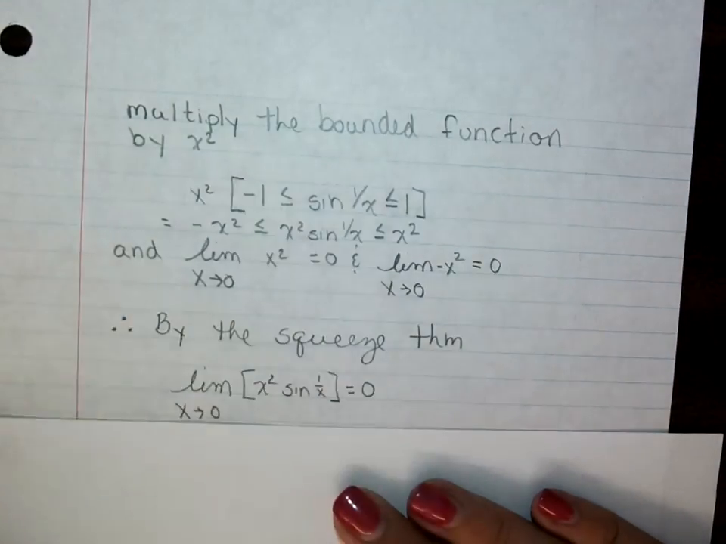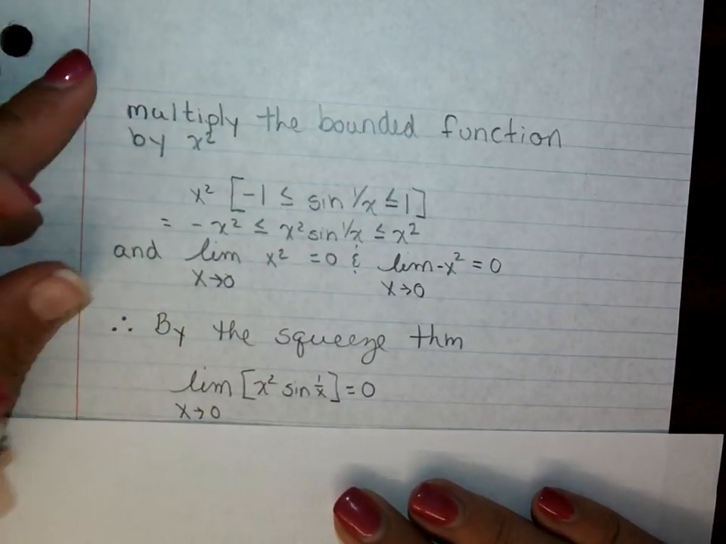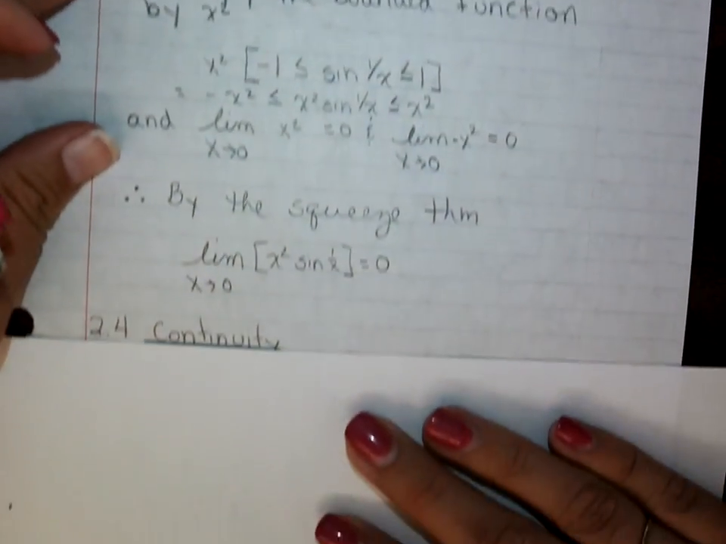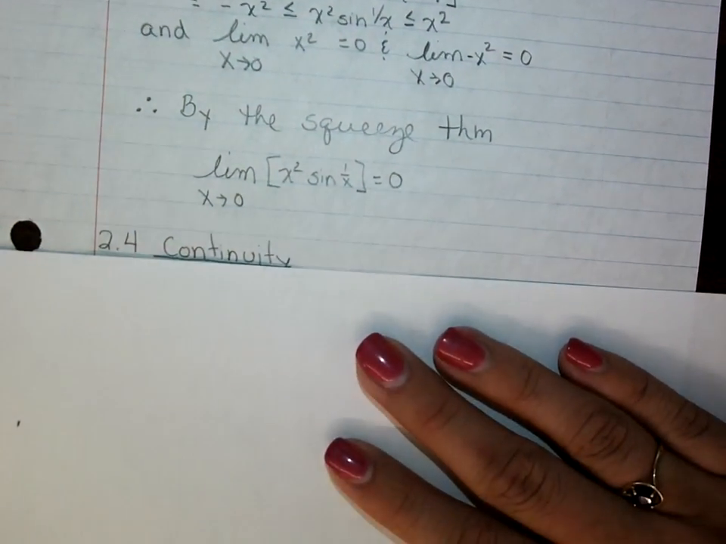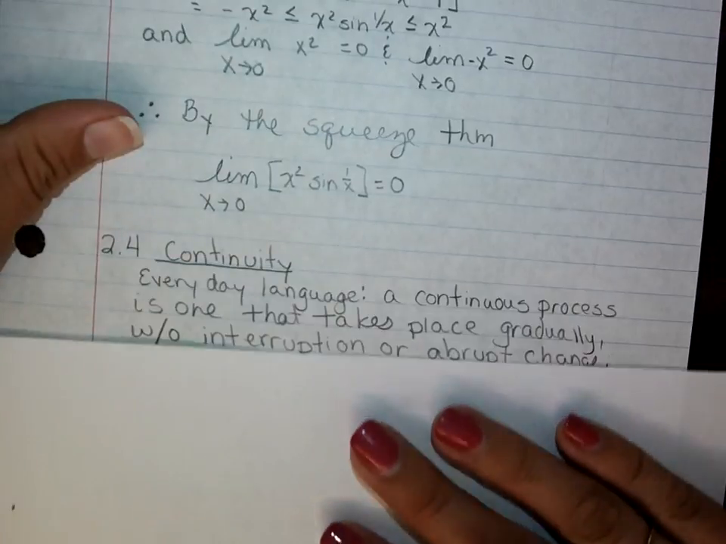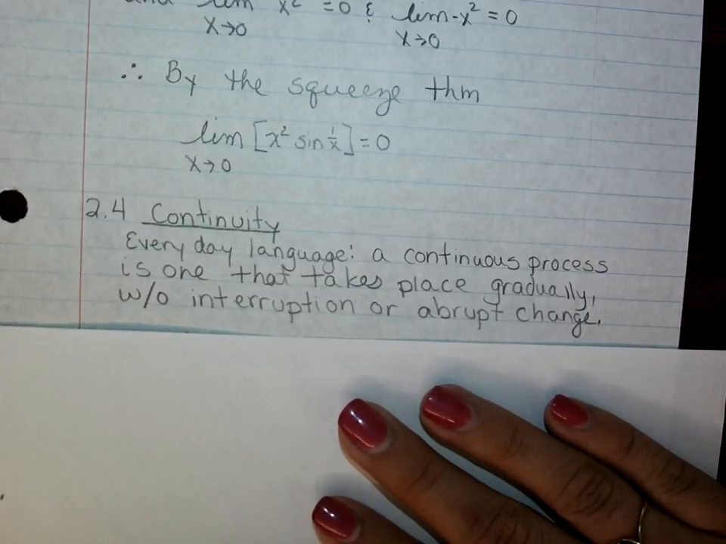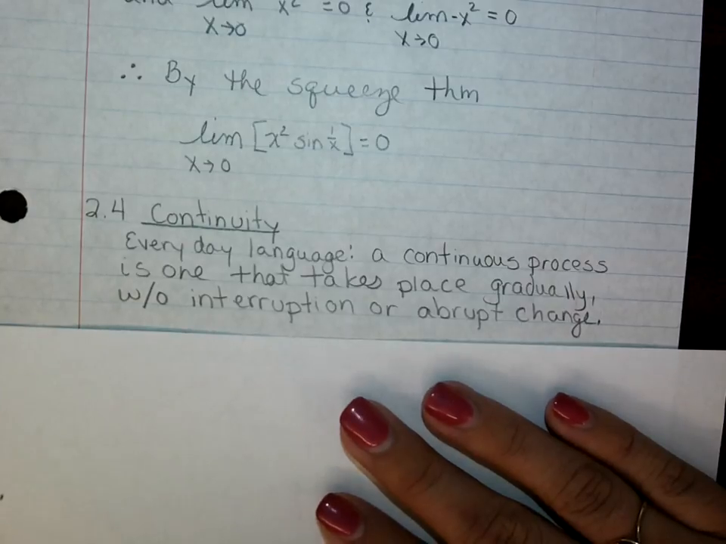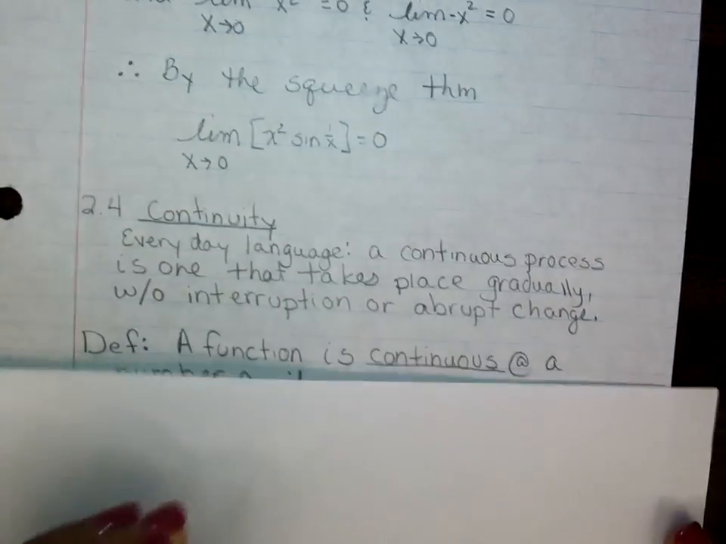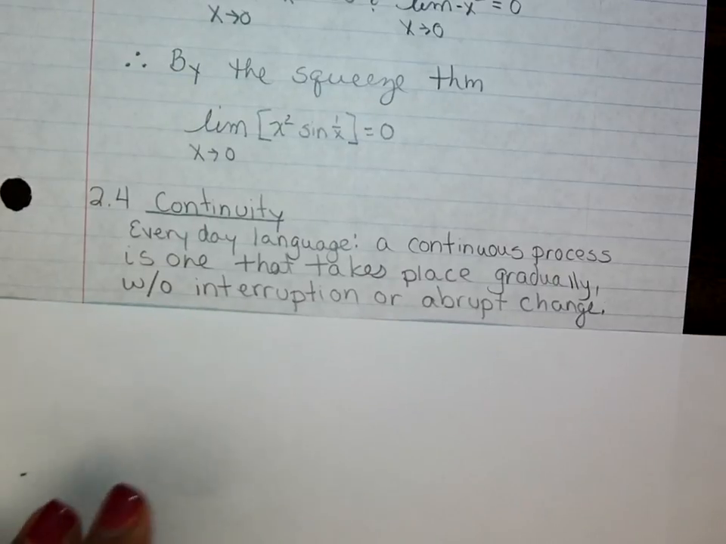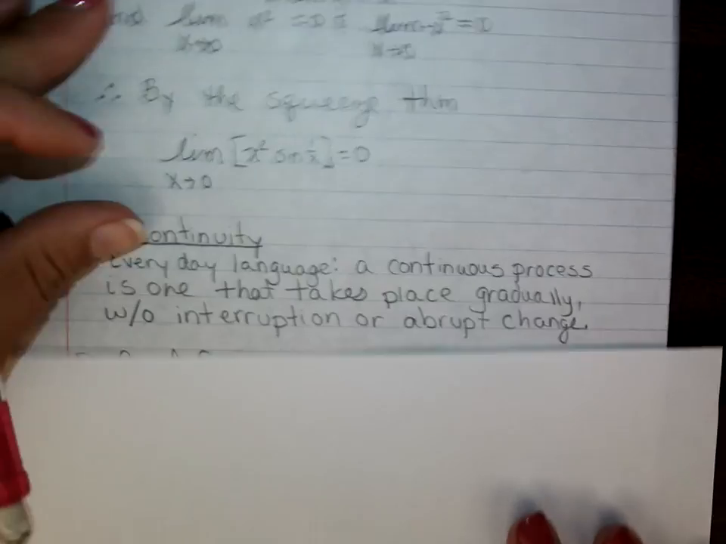And that was just finishing up lesson 2-3. Today we're also going to move on and talk about part of 2.4, and we're talking about continuity. Let's just think about continuity in everyday language. A continuous process is one that takes place gradually without interruption or abrupt change. Sometimes when we see math words, we can think about what we know the word means in everyday language and see if we can apply it.